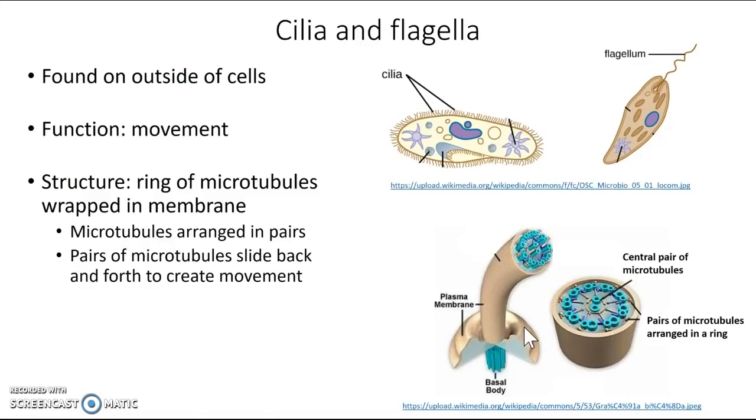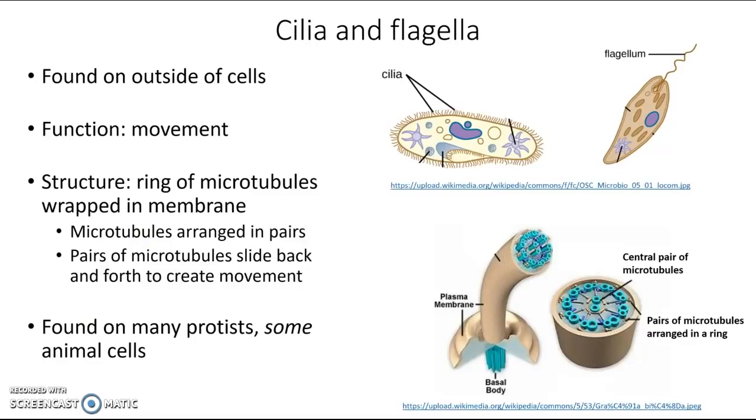At the bottom of the whole structure, inside the cell, kind of anchoring it inside, is something known as the basal body. You don't need to know that, but it is also made of microtubules. Cilia and flagella are found on many protists and some animal cells, as well as the sperm cells of animals and some types of plants. But in general, we're going to assume that plants do not have cilia or flagella. So let's take a closer look at each one.